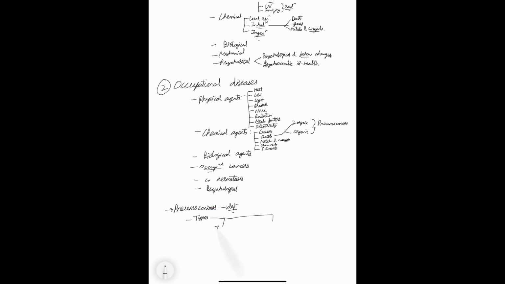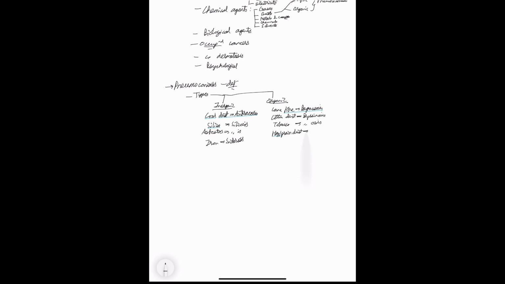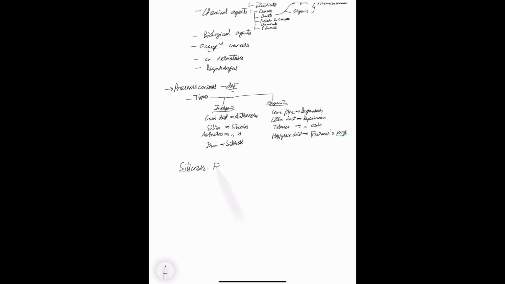Next up, we have the definition of pneumoconiosis and the various types of pneumoconiosis, which can be due to inorganic particles and organic particles. So, coal dust induced pneumoconiosis is known as anthracosis. By silica, it's silicosis. Asbestosis. And by iron, we have siderosis. For organic particles, we have cane fiber, bagassosis, cotton dust causing byssinosis, tobacco dust causing tobaccosis, and hay or grain dust causing farmer's lung. So there are a few important points under each pneumoconiosis that we all need to know.